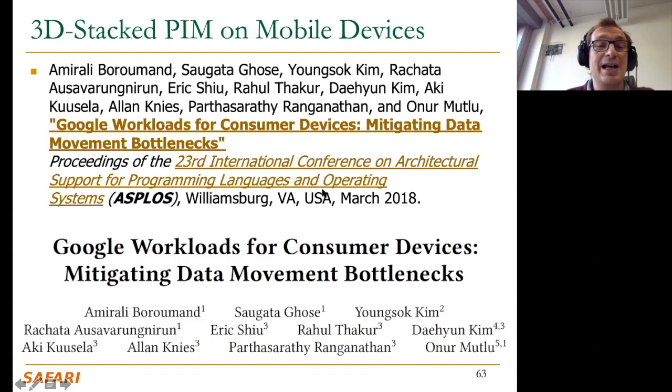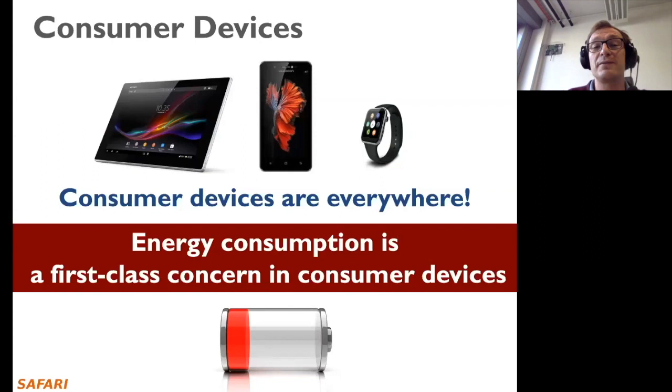As I promised, I was going to talk about this work a little bit more. This work is very interesting because it is the first analysis of these key mobile workloads that are used in Google devices, certainly, but equivalent workloads exist in other smartphones or mobile devices as well, as you can imagine. Clearly, consumer devices are very important. They're everywhere, and energy consumption is an even bigger concern in consumer devices than other devices.